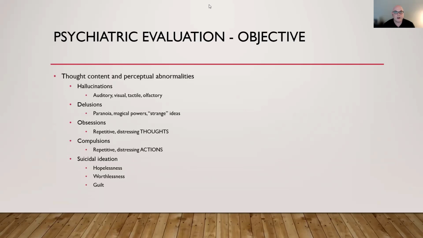Other delusions are if they feel like they have magical powers, if they have strange ideas. This can be some of the more extreme forms of conspiratorial thinking, etc. So we have hallucinations, which are things that are being perceived. Delusions are ideas. Obsessions, again, are thoughts. So these are repetitive, distressing thoughts that are happening over and over and over again. Compulsions are repetitive and distressing actions. So we think of obsessive compulsive disorder.